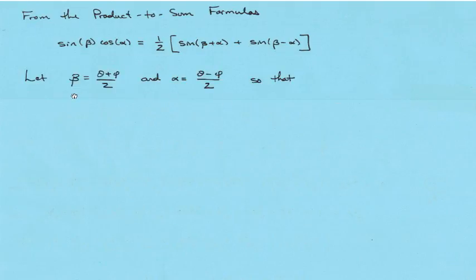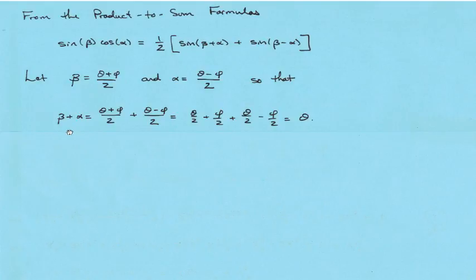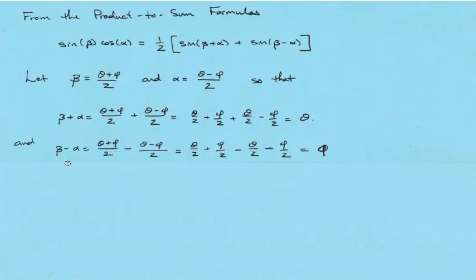If we do a substitution and let beta equal theta plus phi over 2 and alpha equal theta minus phi over 2, then if we add together beta plus alpha, we have theta plus phi over 2 plus theta minus phi over 2. Well, our phi over 2's cancel out, and we're left with just theta. If we subtract, then we have beta minus alpha as being theta plus phi over 2 minus theta minus phi over 2. Well, now our theta over 2's cancel out, and we're left with just phi.